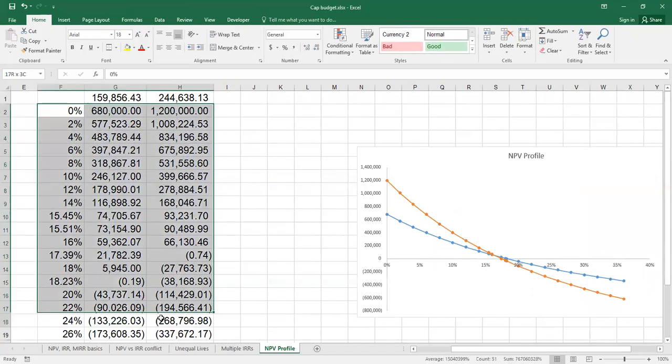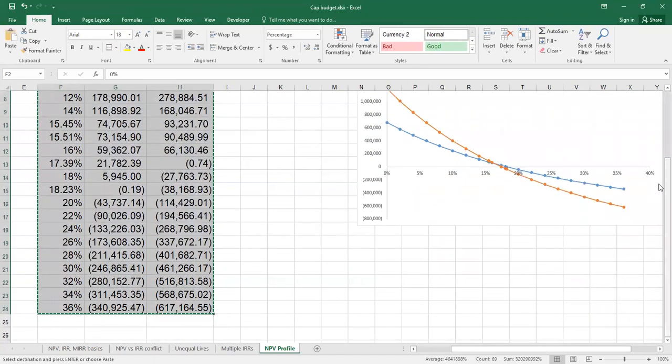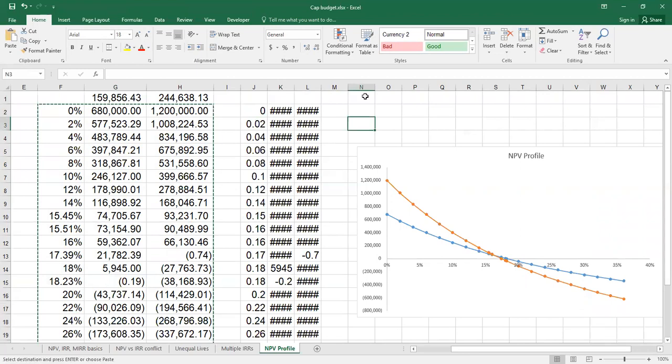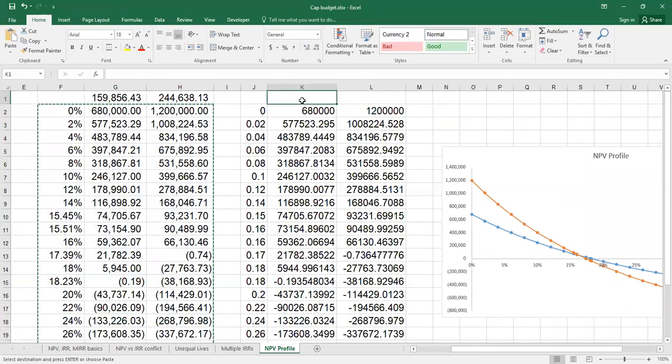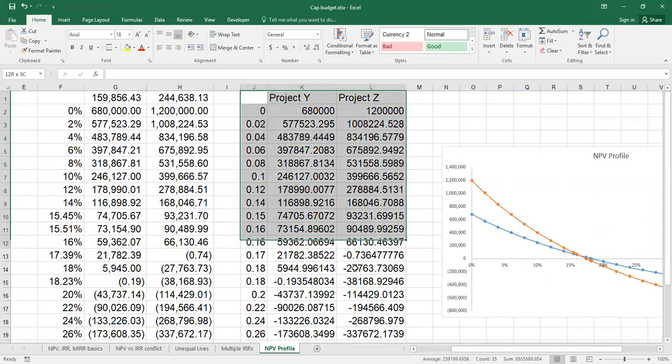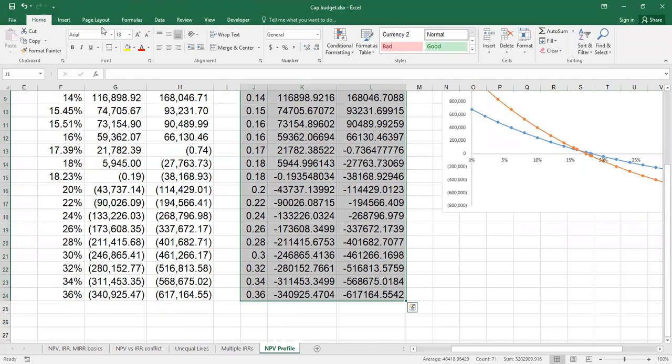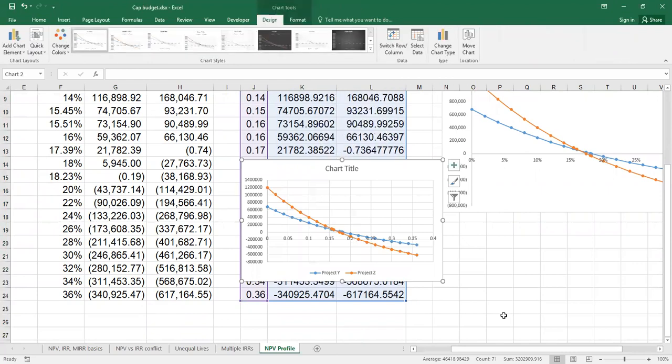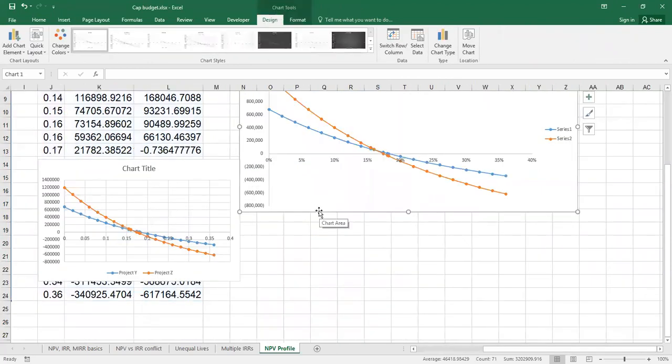What we can do is, ganito na lang. Control C. Values. Copy the values na lang. Kinopy ko as values. Nilalagyan ko dito ng project Y. Lagyan ko ng pangalan.